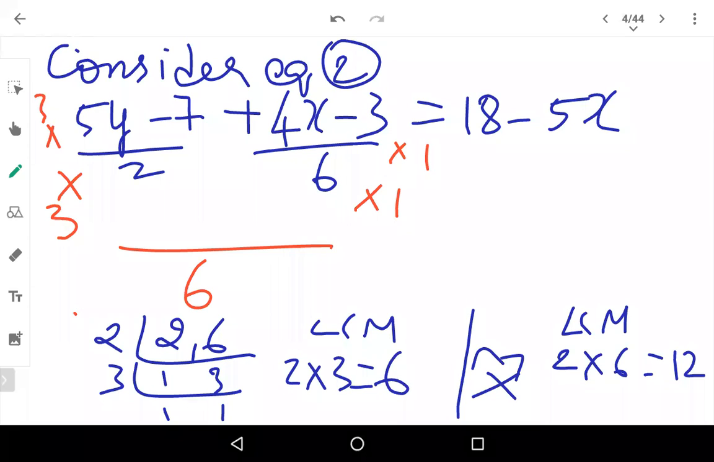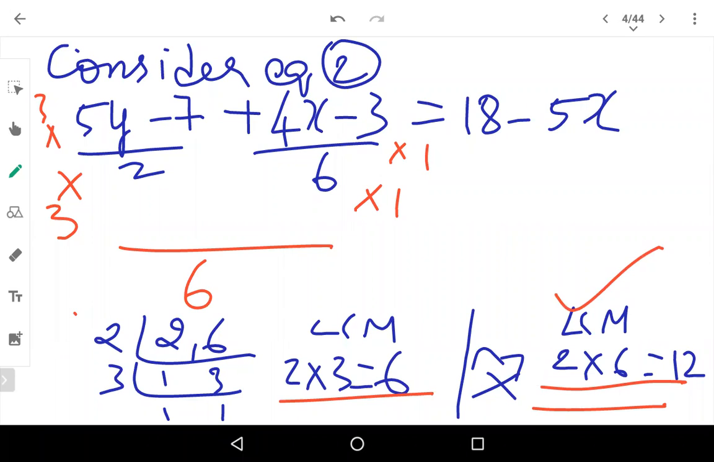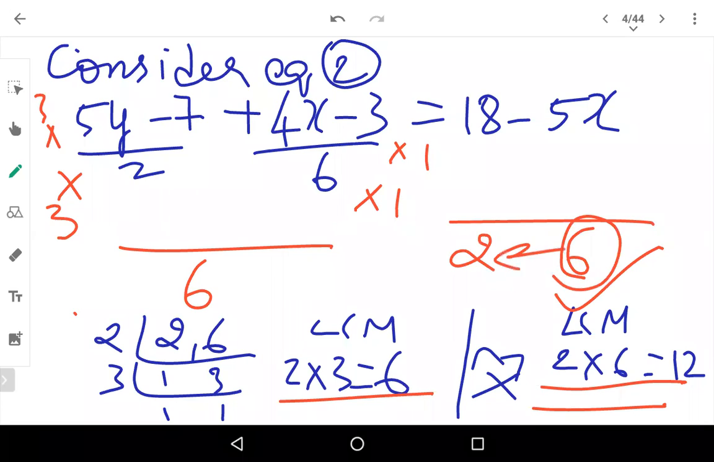If you adopt this method, the equations will have a little bigger value, which you can simplify later. But if you adopt this one, you will get the simplified equation directly. Both the methods are correct. Usually the first method is always followed, but when you have denominators that are multiples of each other, like here, 6 is a multiple of 2, correct? In this case, you will be able to directly take the bigger number and consider that as the LCM.